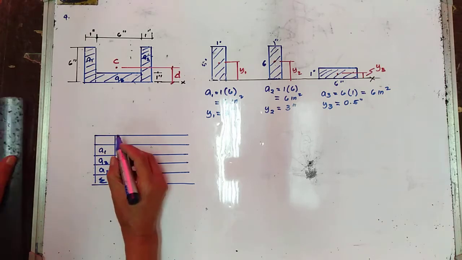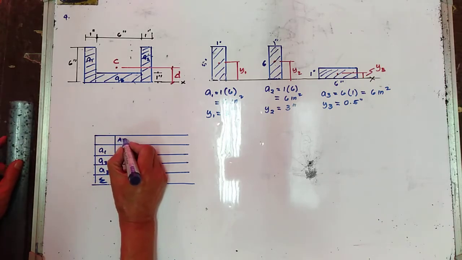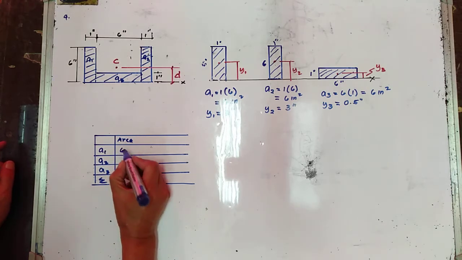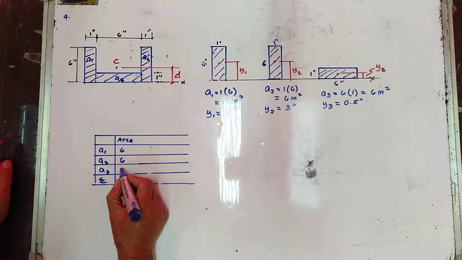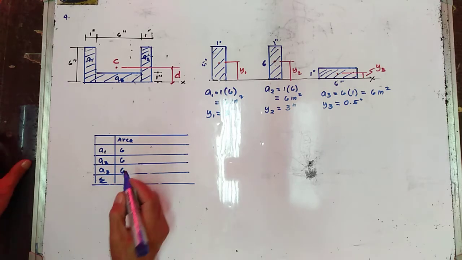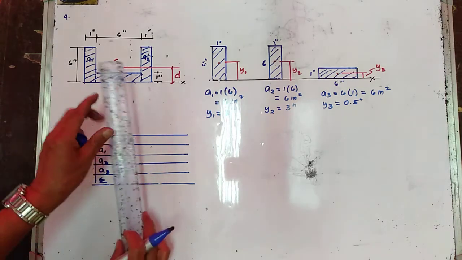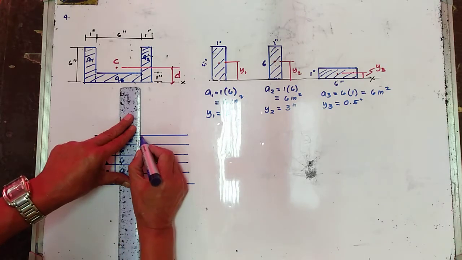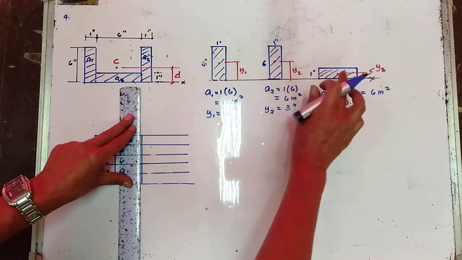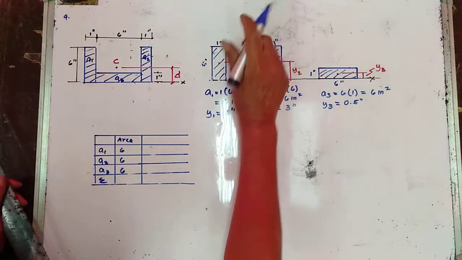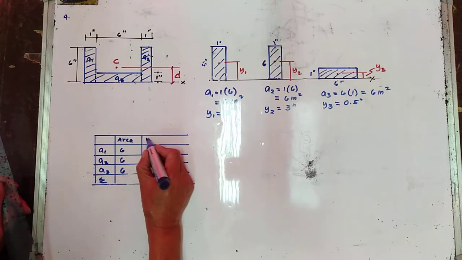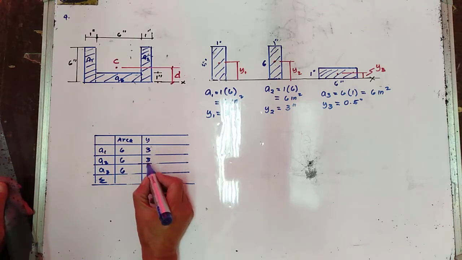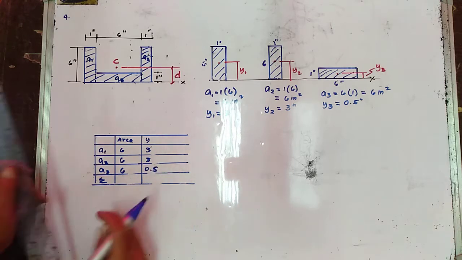So their corresponding areas in square inches are 6 square inches, this one is 6 square inches, and the other one is 6 square inches. And we now have your y from the x-axis, the centroid of the geometric figures from the x-axis, which is now your y. And this is equal to 3. We have 3, and this one is 0.5.